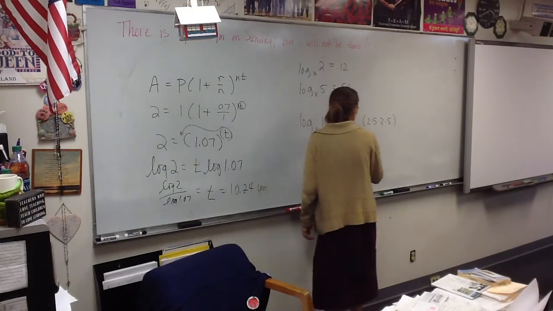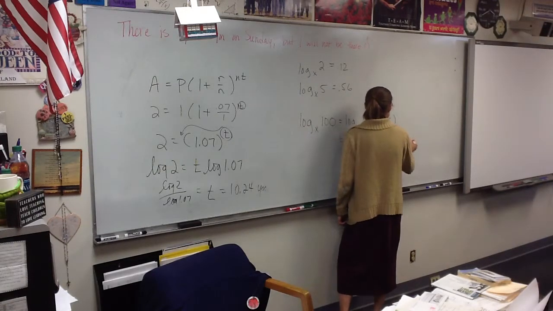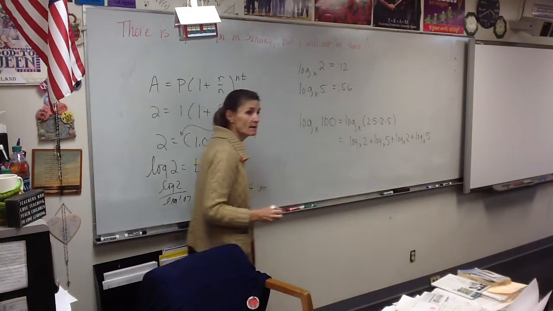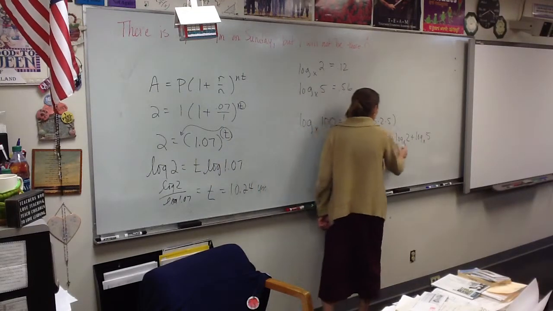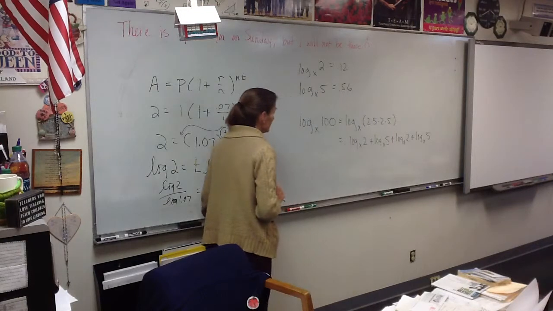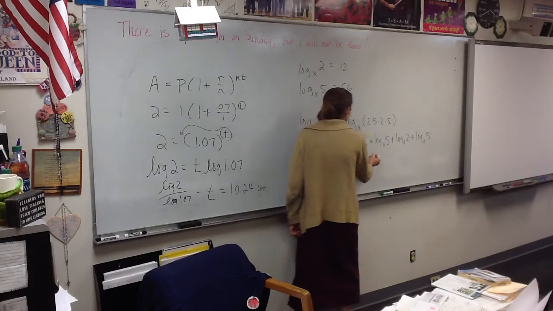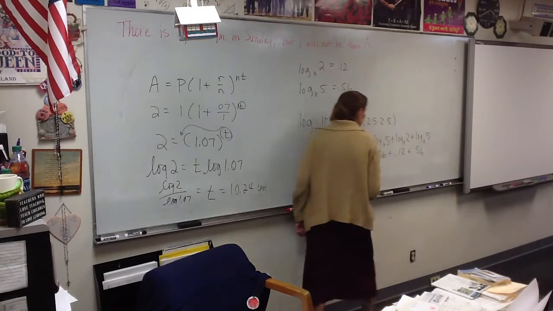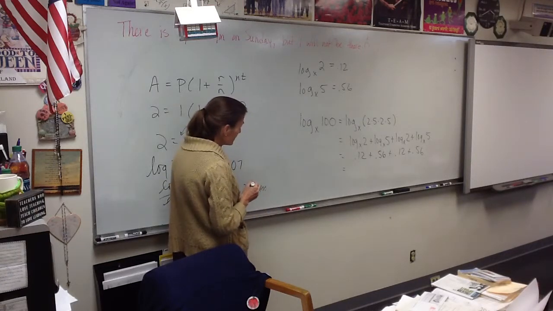Addition. So it would be the log of 2 plus the log of 5 plus the log of 2 plus the log of 5. If I expanded it, because when I take the logarithm of a product, I add the logarithms. Well, what's the log base x of 2? 0.12. And this is 0.56, and this is 0.12, and this is 0.56. So what would the final answer to the question be then?